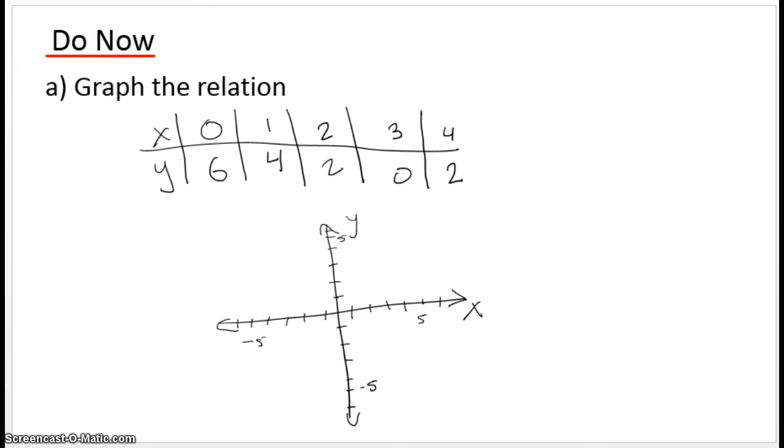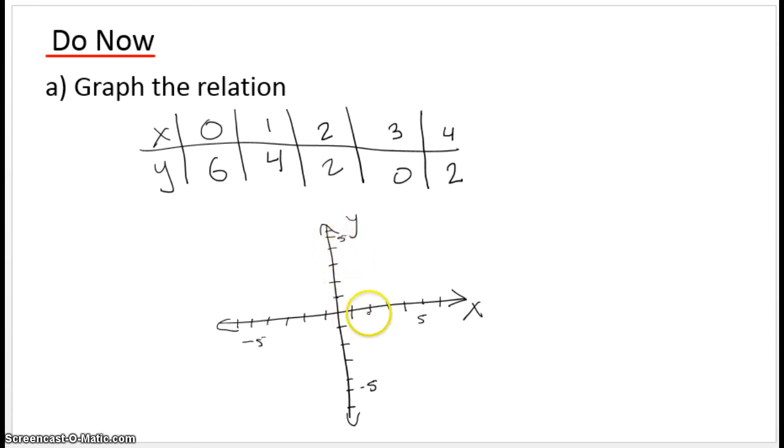Let me get another color. We have x is going to be 0. When x is 0, y is going to be 6. So that's our first dot. When x is 1, y is going to be 4. Here's 4.